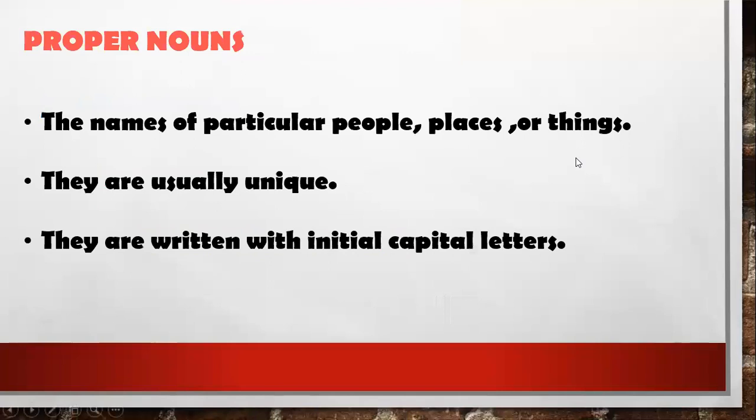Let's talk about the first one. Proper nouns. What are proper nouns? The names of particular people, places, or things. They are usually unique, all right? One of a kind. They are written with initial capital letters. So these are the proper nouns. Remember, names of particular people, places, or things. They are usually unique, and they are written with initial capital letters. We use capital letters.